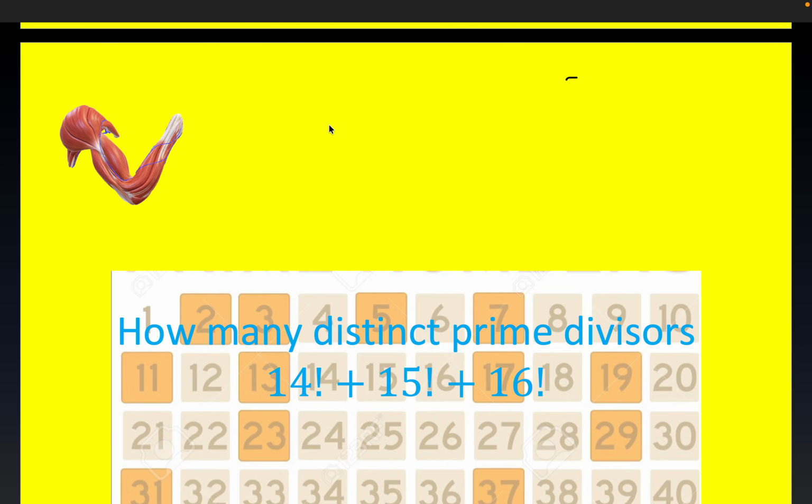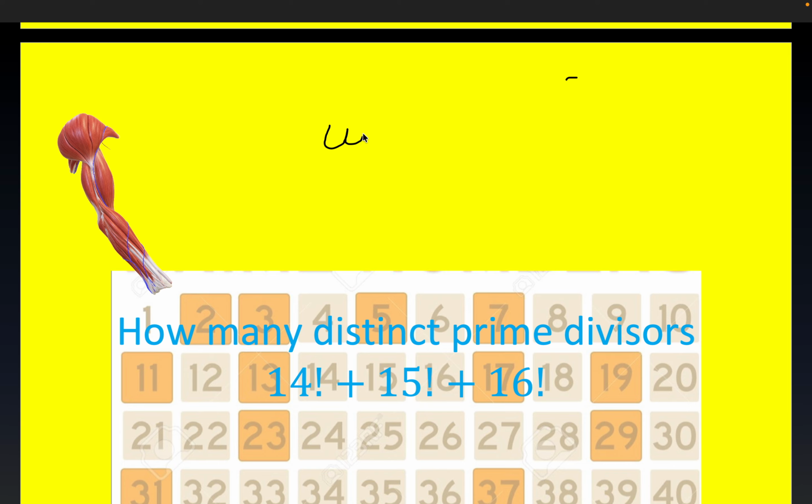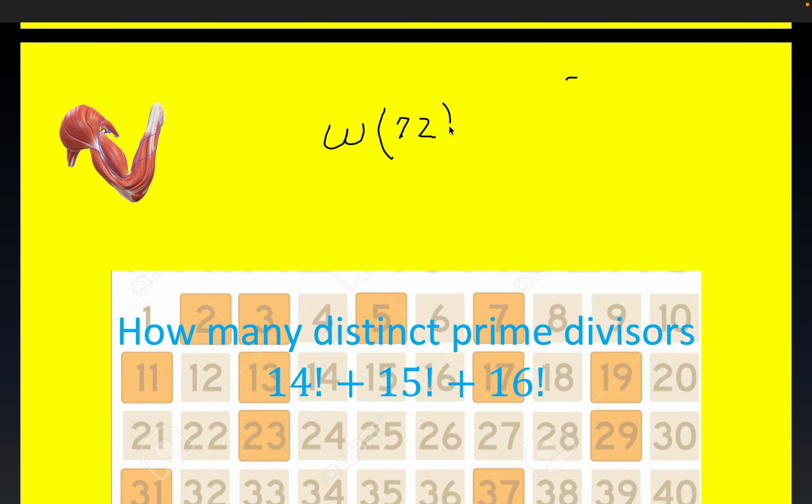Hey everybody, we have what I would call a counterintuitive problem here in terms of the size of the answer. Now let's work with a concrete example to make sure I'm being clear about what I'm looking for. This is called the omega function. It counts the number of distinct primes.